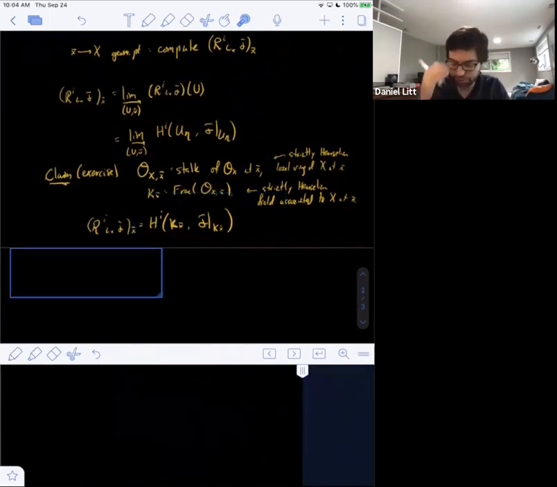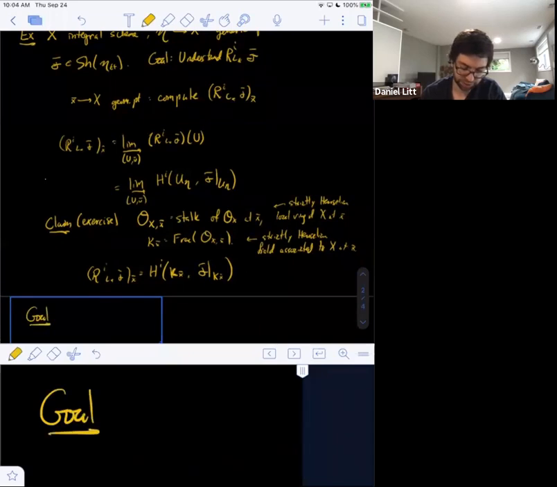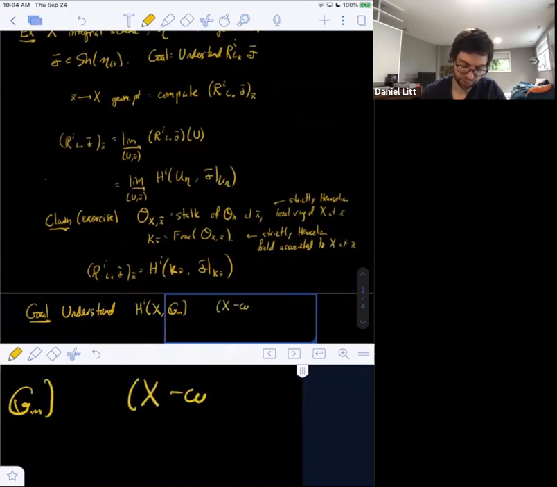All right, so that's the sort of, and most of this stuff is more or less formal, although very important. So I want to now return to remind you what our goal was. So our goal was to understand H^i(X, G_m), where here X is a curve over a separably closed field.